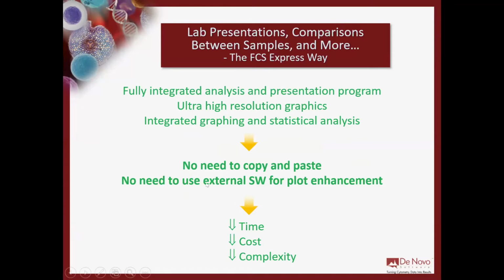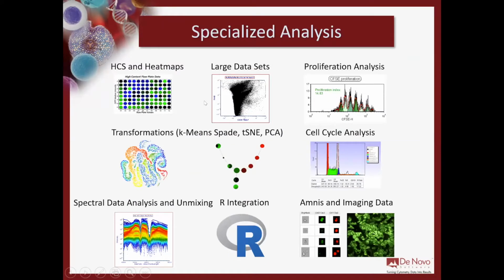Now, in FCS Express, we know that there's also a lot of specialized analysis that people perform. So we're really well optimized for working with things like high content data, really big data sets, working with any kind of transformation tools, K-means, tSNE, viSNE. There's actually more of those coming in a release of the software in just a month or two.